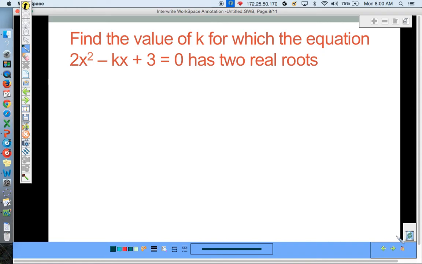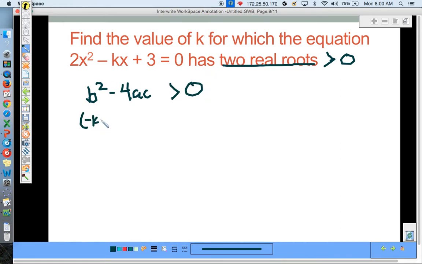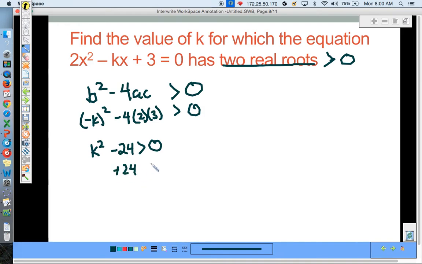Now let's see if we can go the other way here. Find the value in which it has 2 real roots. So that means it has to be greater than 0. So our b squared minus 4ac has to be greater than 0. So we have negative k squared minus 4 times 2 times 3 has to be greater than 0. Well, negative k squared is really just k squared. Let's see, minus 24 has to be greater than 0. Alright, so we can add 24. So we have k squared is greater than 24.